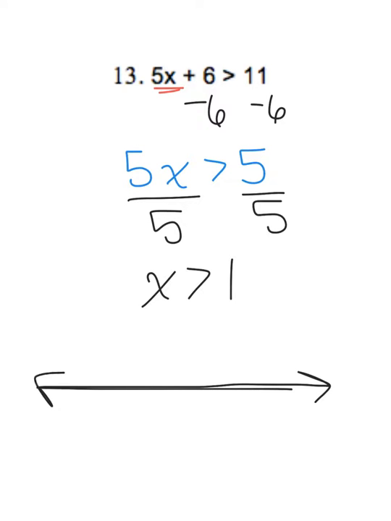Really quick and easy to graph. So at 1, we have an open circle. I'm going to test out 0 over here. Is 0 greater than 1? No. Okay, 2 over here. Is 2 greater than 1? Yes. So I need to shade those true solutions, and I do that by shading to the right.